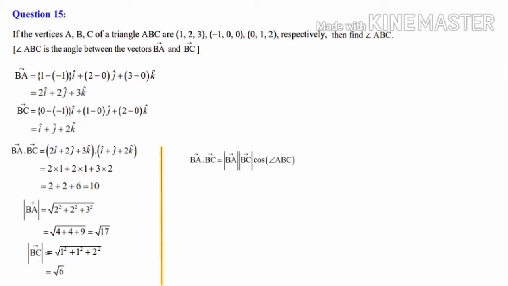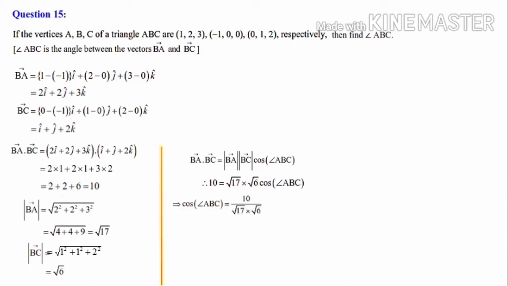Now let's use the dot product formula: BA dot BC is equal to modulus of BA into modulus of BC into cos of the angle between BA and BC, that is angle ABC. BA dot BC we have already calculated, that is 10. So 10 is equal to root of 17, the modulus of vector BA, into root of 6, the modulus of vector BC, into cos of angle ABC.